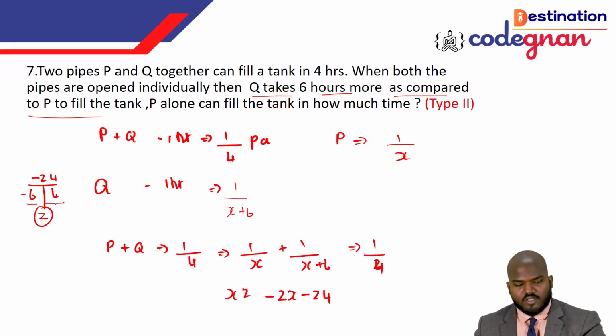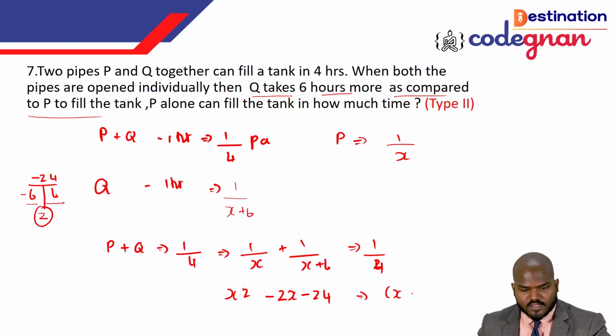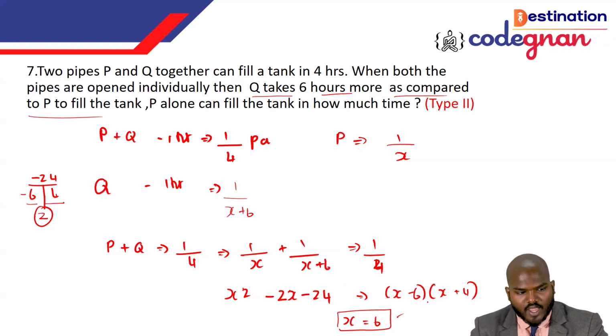So we get the equation x minus 6 and x plus 4. If you take this, we get x is equal to 6 only, since a negative value can't be the answer. P alone took 6 hours to fill the whole tank. That was the answer here.